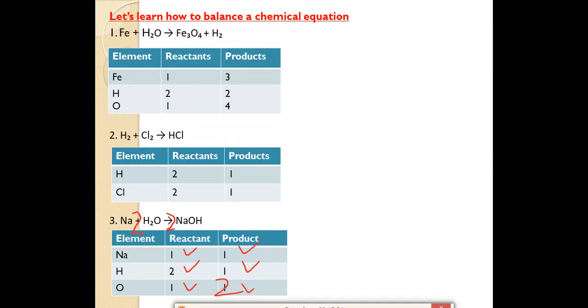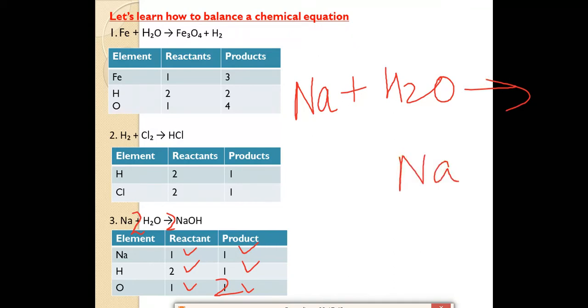As you can see, wait 1 second. Na plus H2O gives NaOH. So what do we have to do first? We have to balance hydrogen, because over there we have 2 atoms of hydrogen and only 1 atom of hydrogen is here. So what do we have to do? We have to make this hydrogen 2. But for making this hydrogen 2, we have to multiply this NaOH with 2.